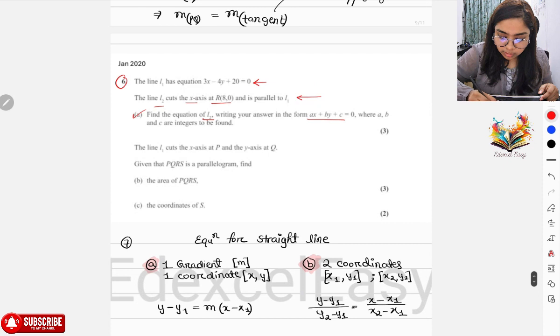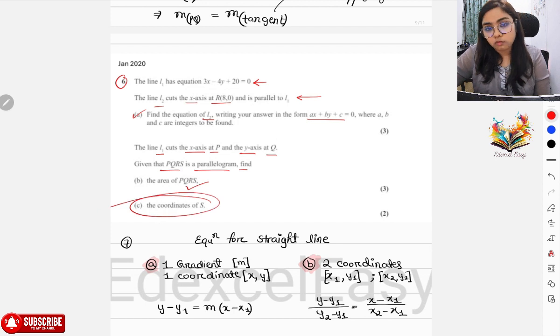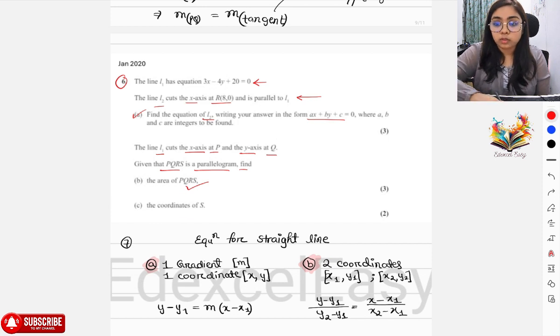This one is done. For the second part, it says that line 1 cuts the x-axis at P and the y-axis at Q. Given that PQRS is a parallelogram, find the area of this. Okay, let's just find the values for P and Q. R is already given, but S is not given, and we cannot calculate S either because that is the working for your part C. We cannot solve one thing in the previous section even though you need it. You can only solve it when you are asked to solve it in that part.